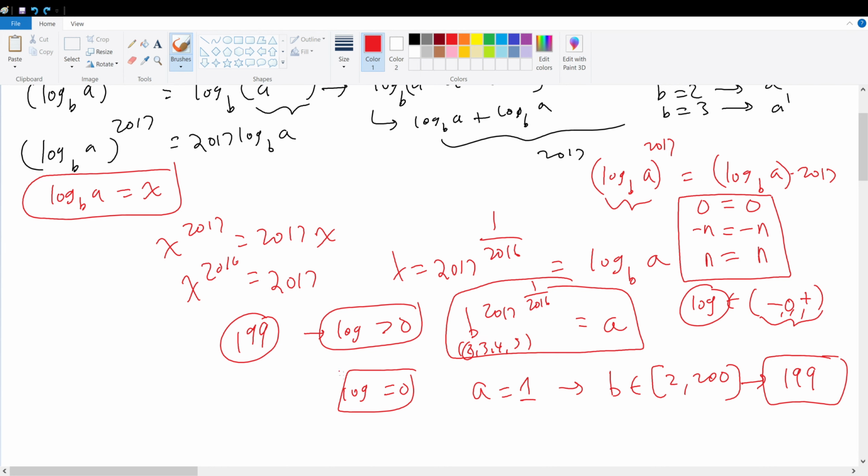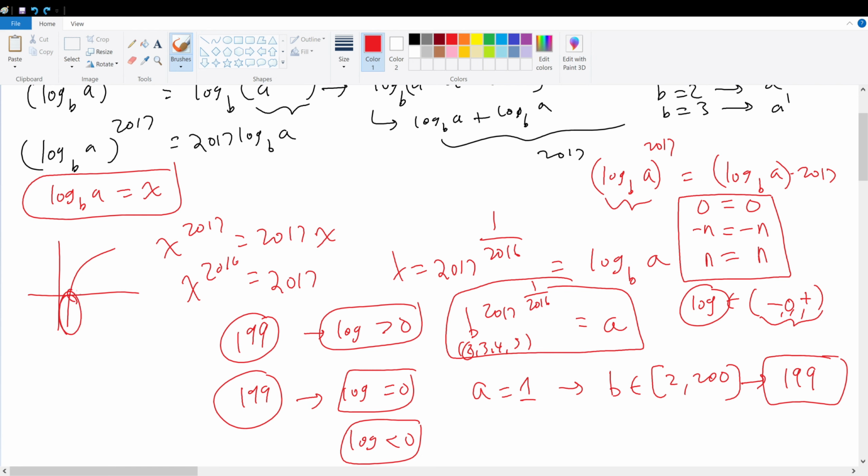So you have 199 distinct coordinates, 199 right here, and then you must consider the case where log is less than 0. And you can think of this because the log will look like this. It could be negative, it could be positive, it can be 0. Just think of a graph like ln x.